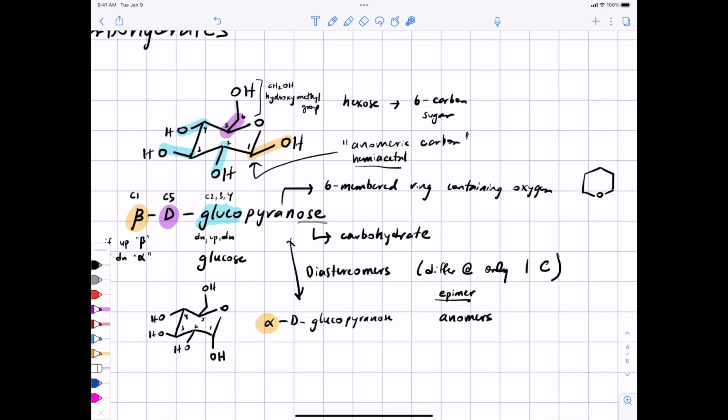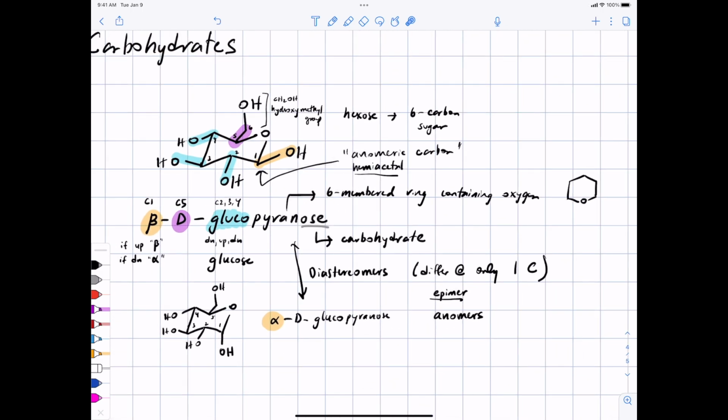Okay, there's 3 other carbohydrate structures I want you to know, memorize. Then we're also going to talk about structures of carbohydrates where multiple units are linked together.